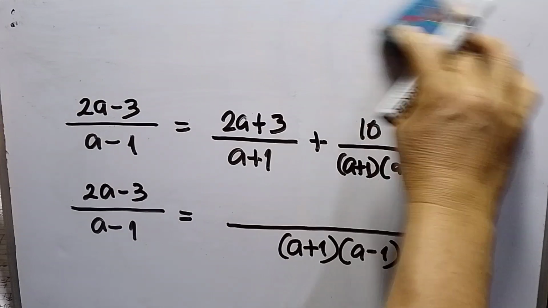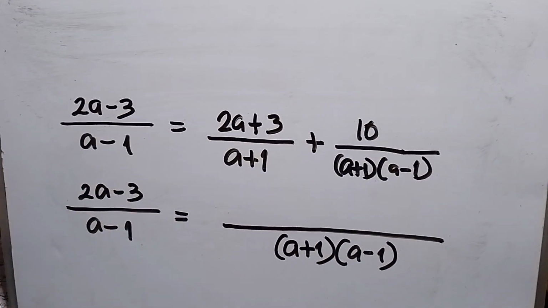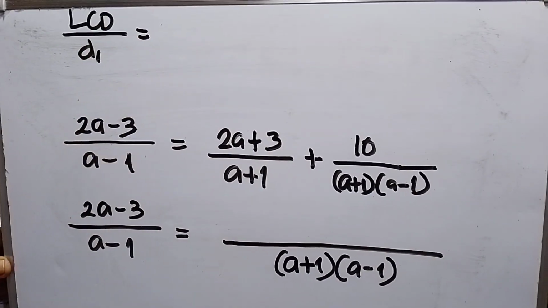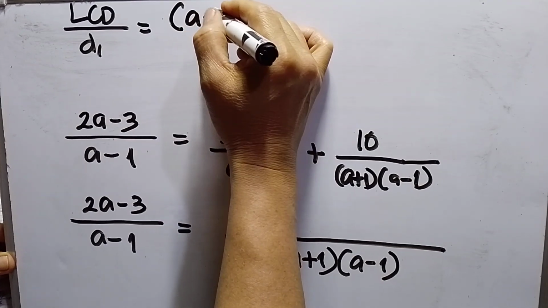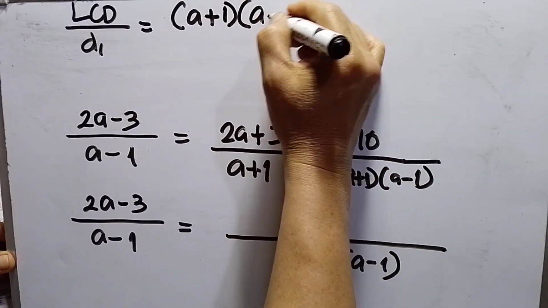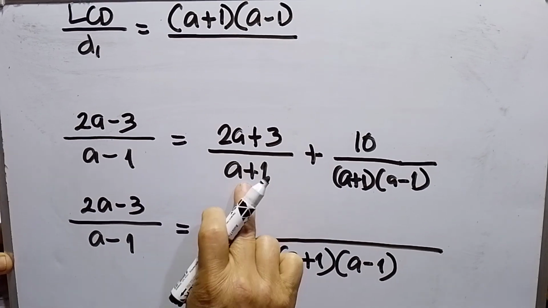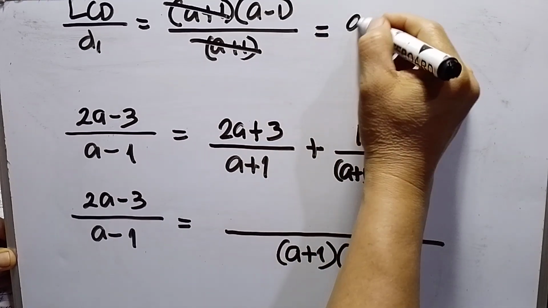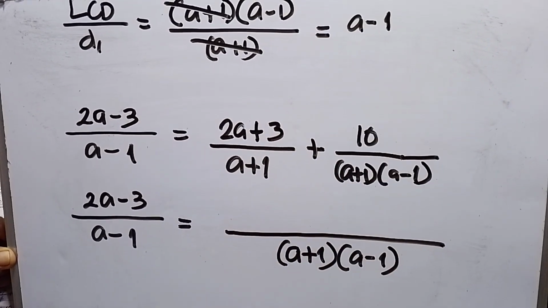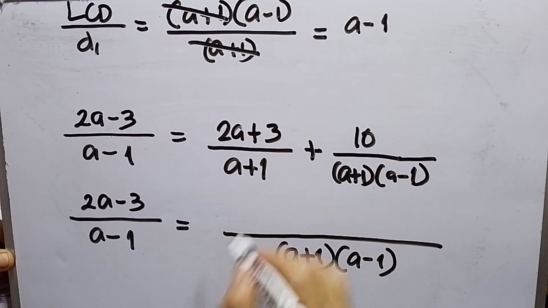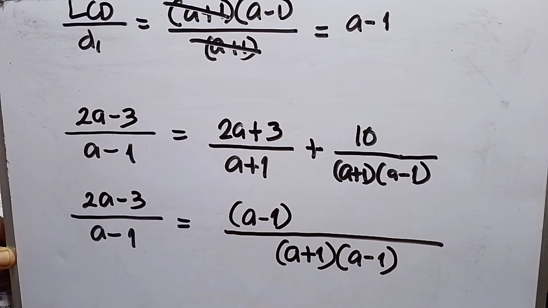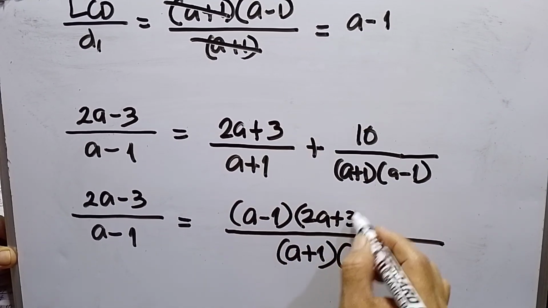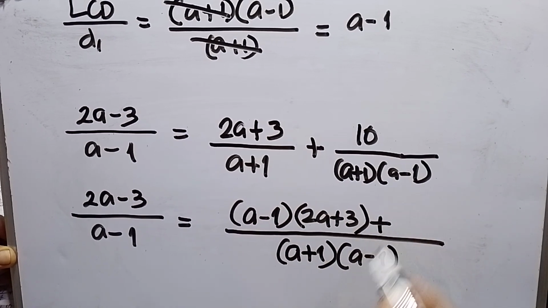So I need to divide the LCD by the first denominator. So my LCD, (a + 1) times (a − 1), is divided by (a + 1). So a + 1 is crossed out, and I have left a − 1. This serves as my numerator. So a − 1 times the existing numerator, which will be 2a + 3. Then my operation is addition.